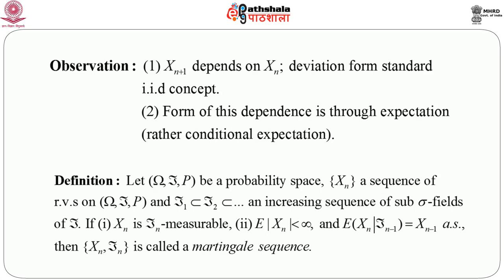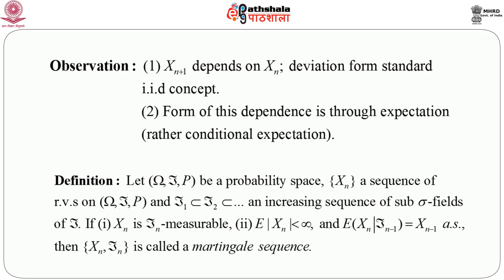So this is very important. These are the observations. That means xn plus 1 depends somehow on xn. This is the first time we are deviating from the standard independence concept, or standard IID random variables concept. And the form of this dependence is through expectation, rather conditional expectation.